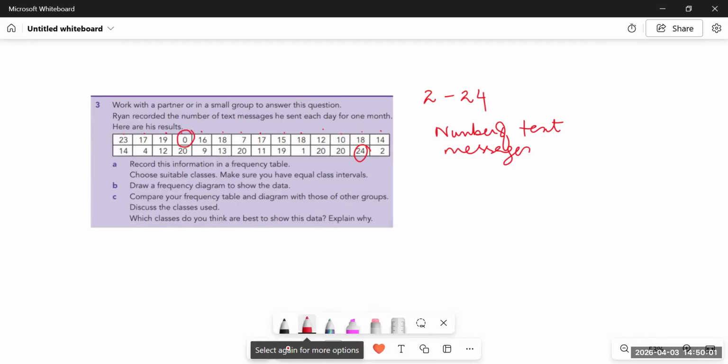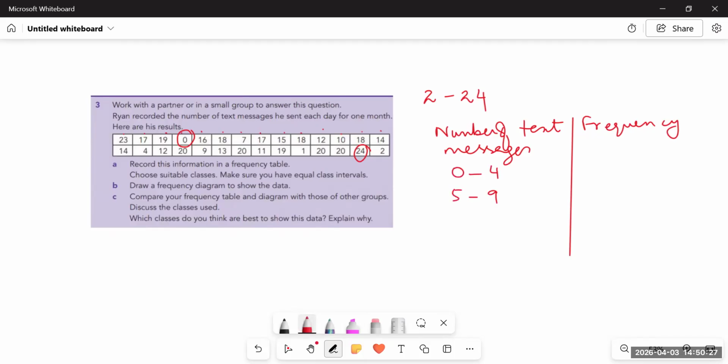The smallest frequency is 0, so we have to make 0 to 24. And 0 to 24 are 25 numbers. If we have 25 numbers, it's better to make 5 intervals. Why? Because 25 divided by 5 is equal to 5, and there is no other factor for 25. So let's take 0 to 4, 5 numbers, 5 to 9, 5 numbers, 10 to 14, 5 numbers, and then 15 to 19, again 5 numbers, and 20 to 24, again 5 numbers, and all done.